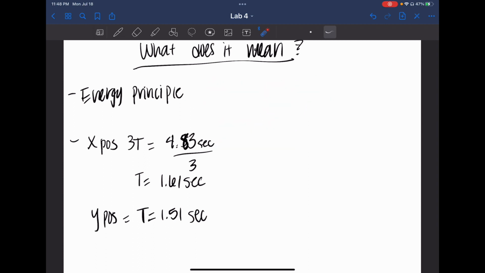It also wanted us to figure out what the period would be using x position and y position data. We had already calculated using the y, so it was 1.51 seconds. And then for x, I used the Tracker data again and got 1.61. This meant the ball was moving in the x direction as much as it was moving in the y.